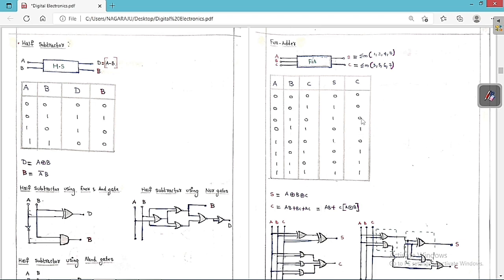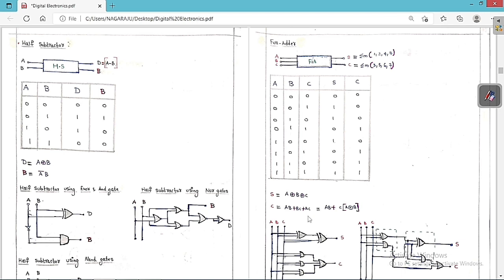Now see, I already told you I am going to consider only the SOP formulas, only for 1 I am going to write the expressions. So therefore here it is basically A bar B C, and here A B bar C, and here A B C bar, and here A B C. If you do a simplification using the K-map, finally we are going to get C is equal to AB plus BC plus AC.